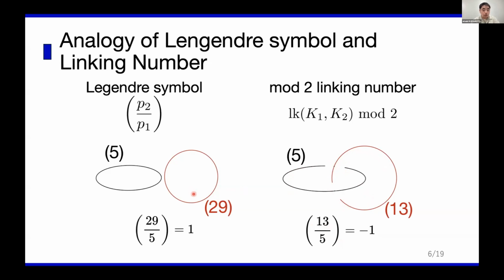For example, 29 is a quadratic residue modulo 5, so 5 and 29 are not linked. By contrast, since 13 is not a quadratic residue modulo 5, 5 and 13 are linked. In addition, for primes congruent to 1 modulo 4, the Legendre symbol is symmetric by the Gauss reciprocity law. This is analogous to the symmetry of linking numbers.